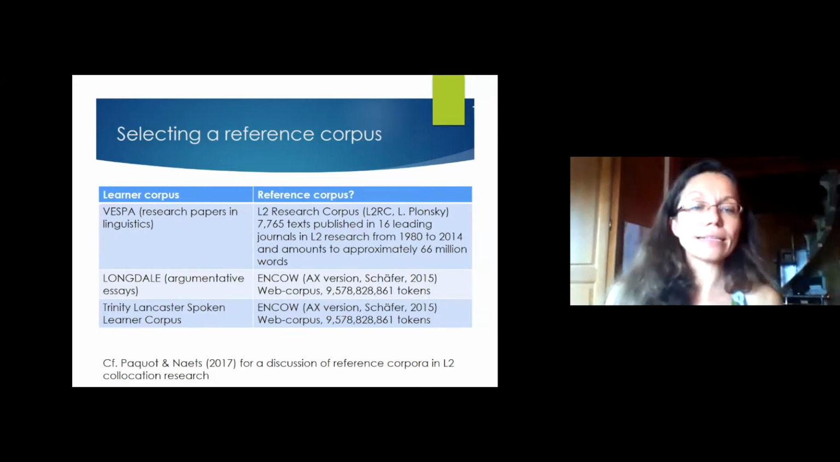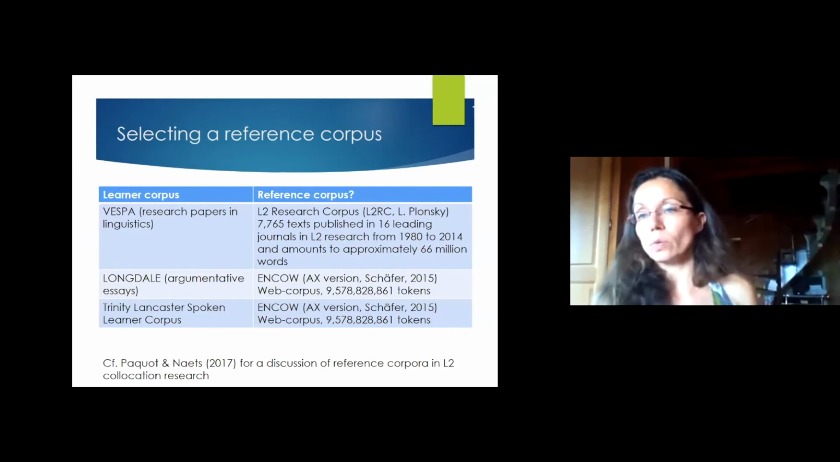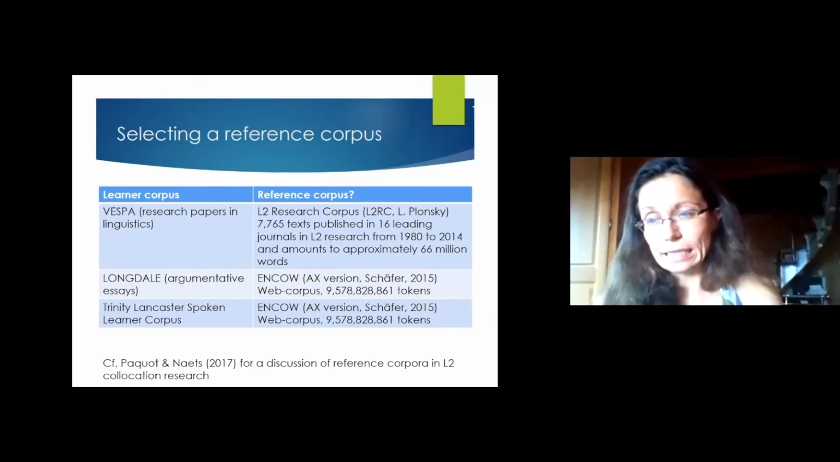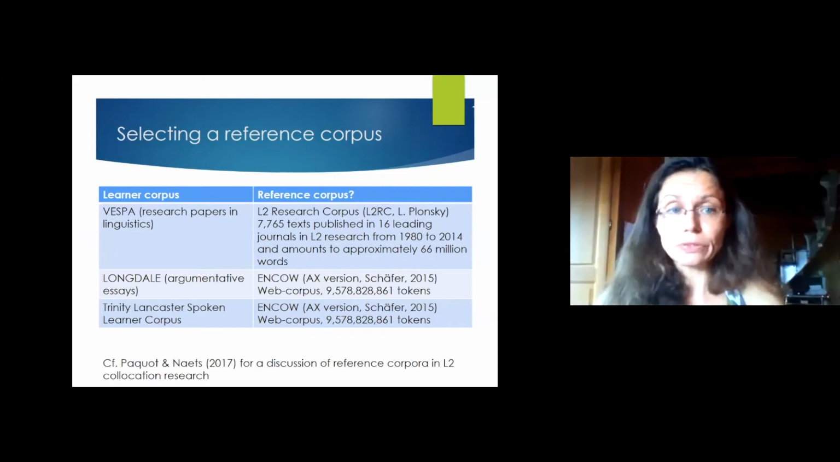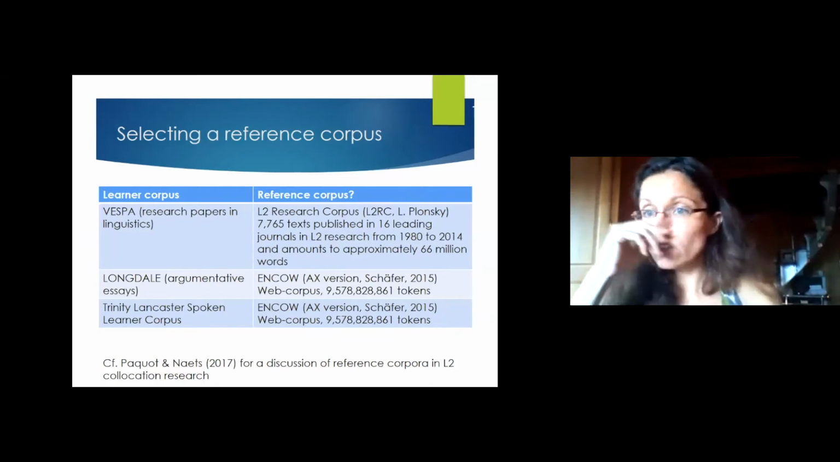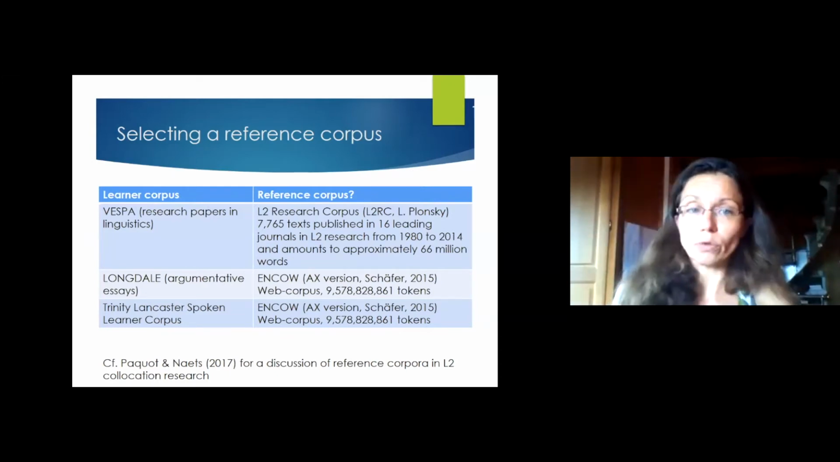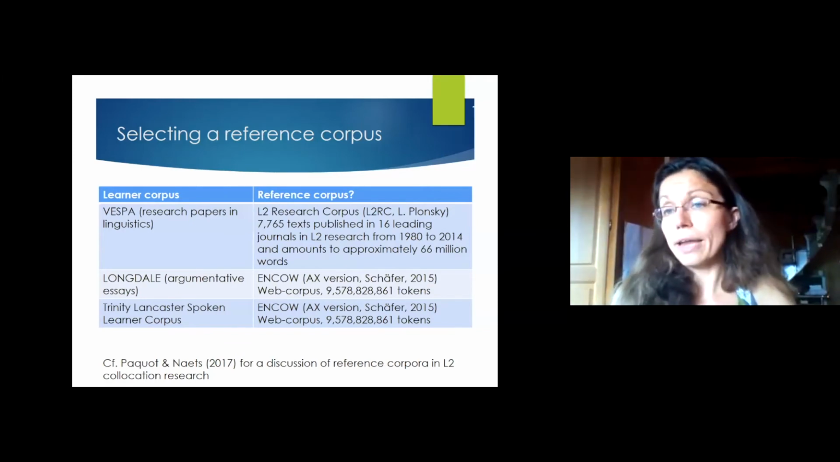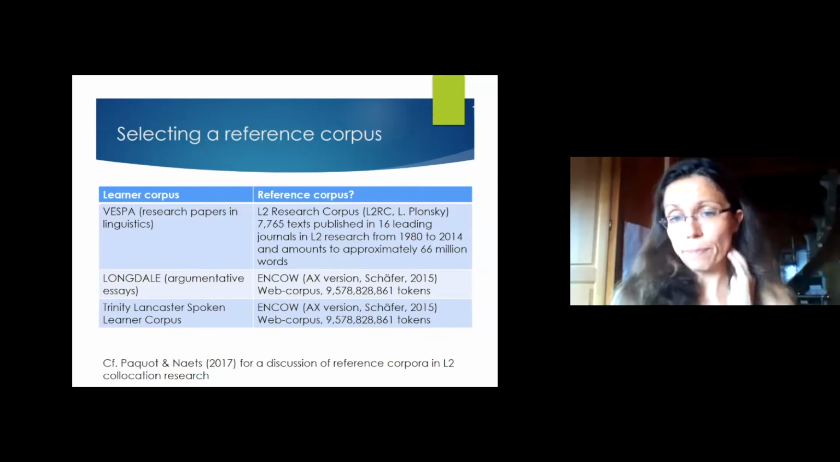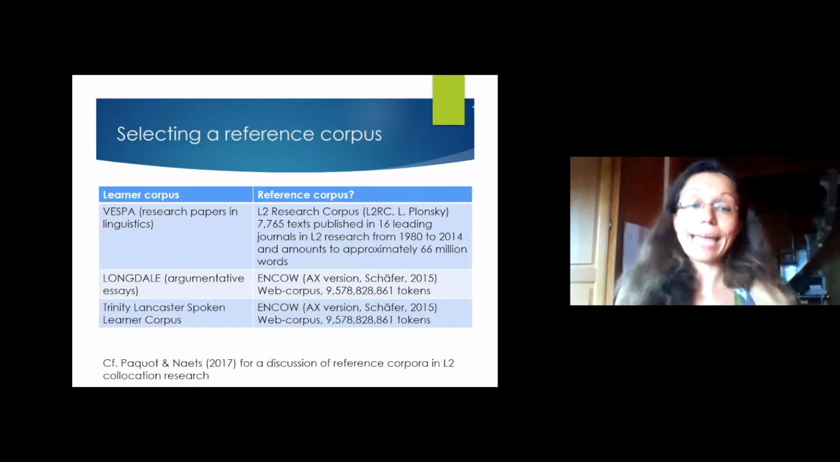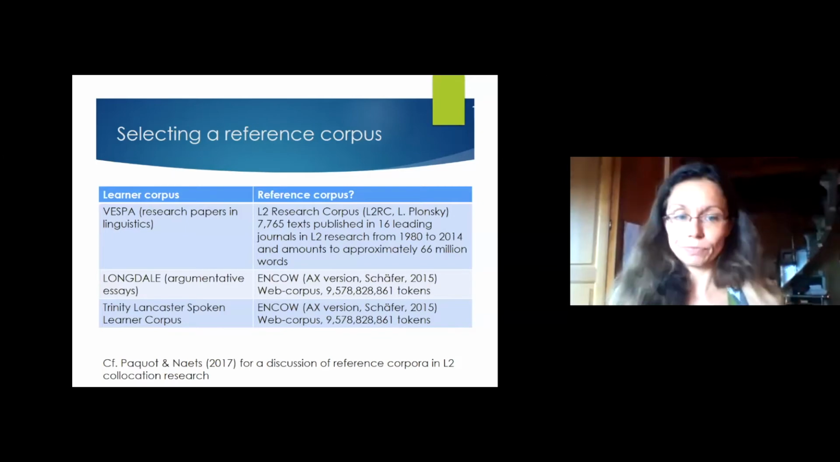And this slide is just to show you that depending on the learner corpus I have investigated, I've been using different reference corpora, which I thought better approximated the type of language that could be expected from the learners. So when I'm working on the VESPA corpus, which is a corpus of research papers in linguistics, I'm using a reference corpus of scientific articles published in applied linguistic journals. When I'm analyzing the Longdale corpus or the Trinity Lancaster spoken learner corpus, I'm using a huge web corpus as a reference corpus for lack of a better reference corpus for argumentative essays on the one hand and spoken learner language on the other, okay?